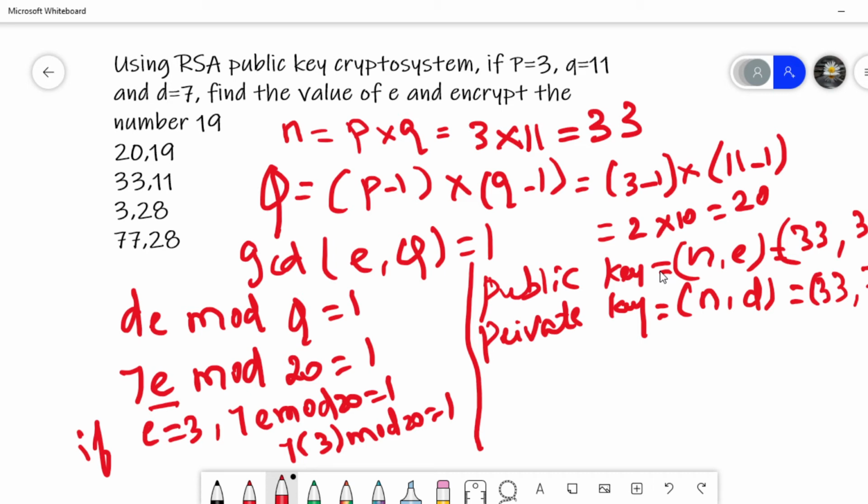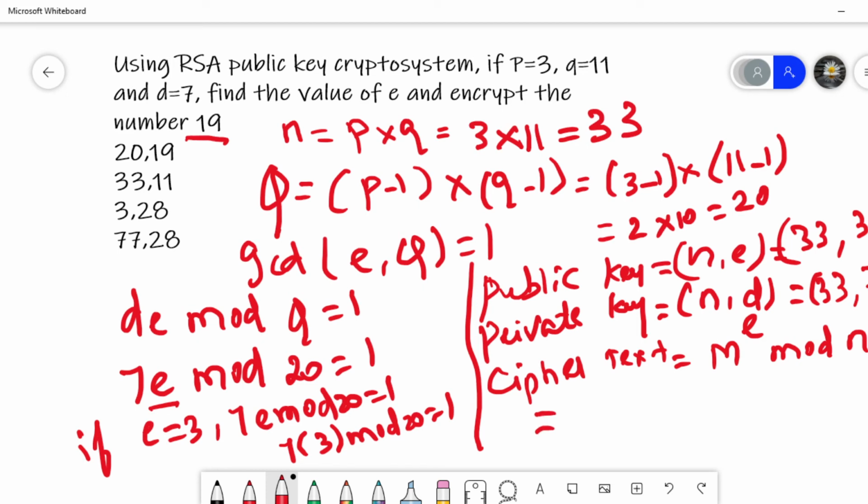So in this question they are asking to encrypt the number 19. For encryption the formula is ciphertext is equal to M power E mod N. So already we knew the value for E and N. So for encryption we are using the public key concept only. So the E value is 3, then N value is 33, the M value is 19 because we are going to encrypt the number 19 only.